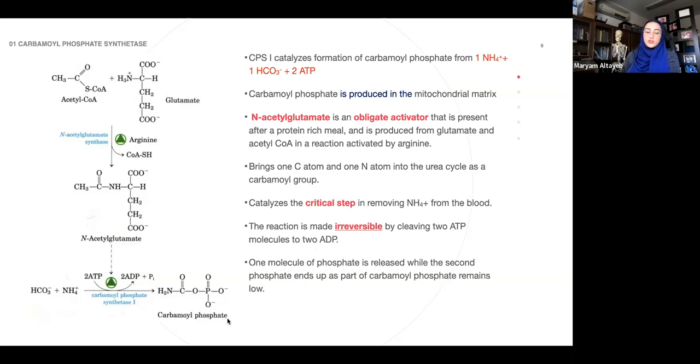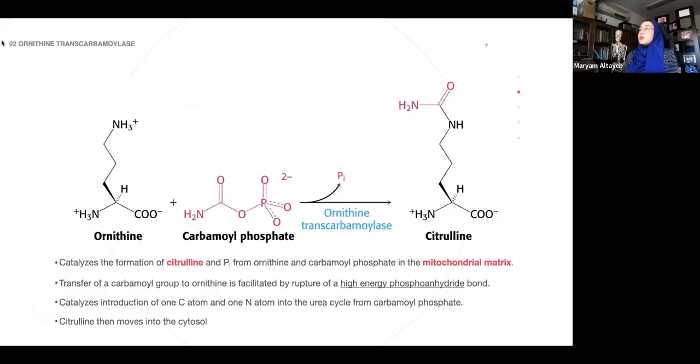We need carbonyl phosphate. So in our two mnemonics, so ordinary careless, we'll get to ornithine in a second. Careless is for carbonyl phosphate, which we just created by the enzyme in the colon mnemonic, which is carbonyl phosphate synthase. Okay, so that's the first step. Second step is ornithine transcarbamylase. Okay, so ornithine transcarbamylase, what are we doing? We're taking this carbonyl phosphate, and with ornithine, we're turning it into citrulline.